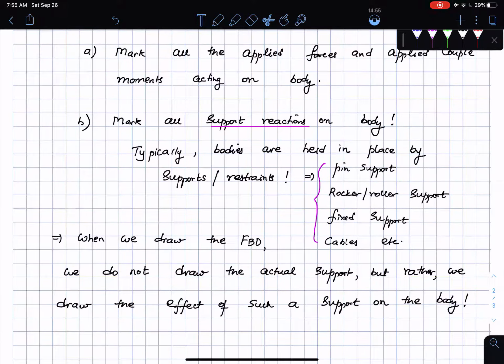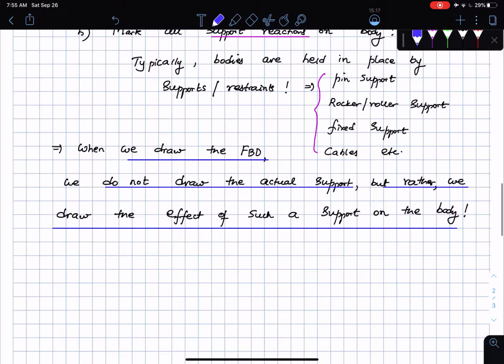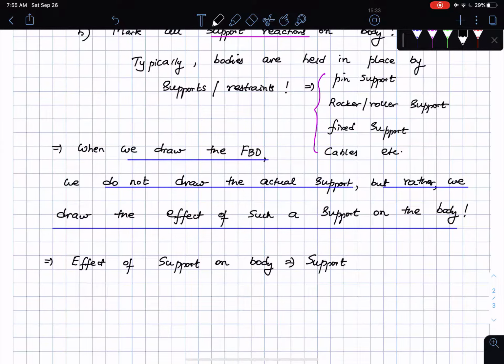So typically when we draw the free body diagram, we do not draw the actual support. This is something very important. But rather, we draw the effect of such a support on the body. And so this is in the form of a support reaction. This effect of a support on the body is called a support reaction.